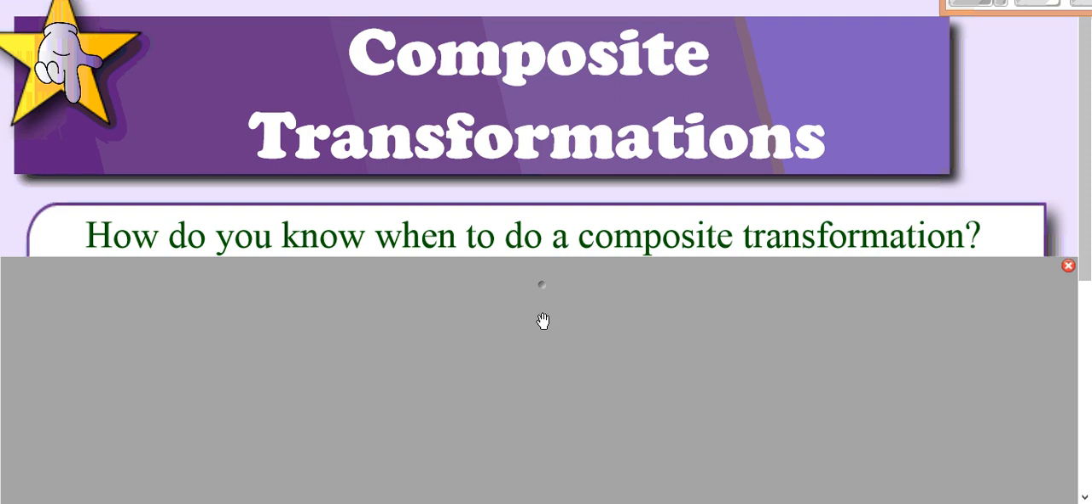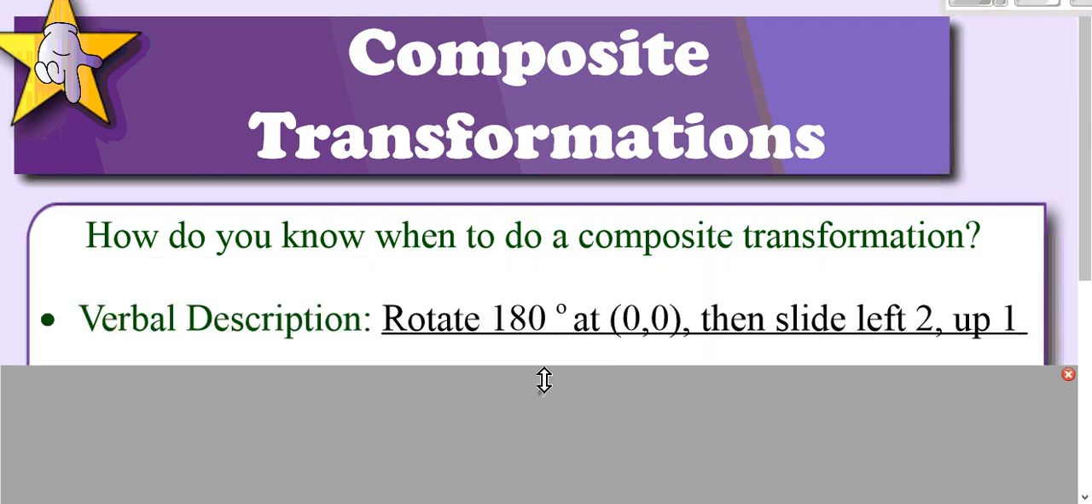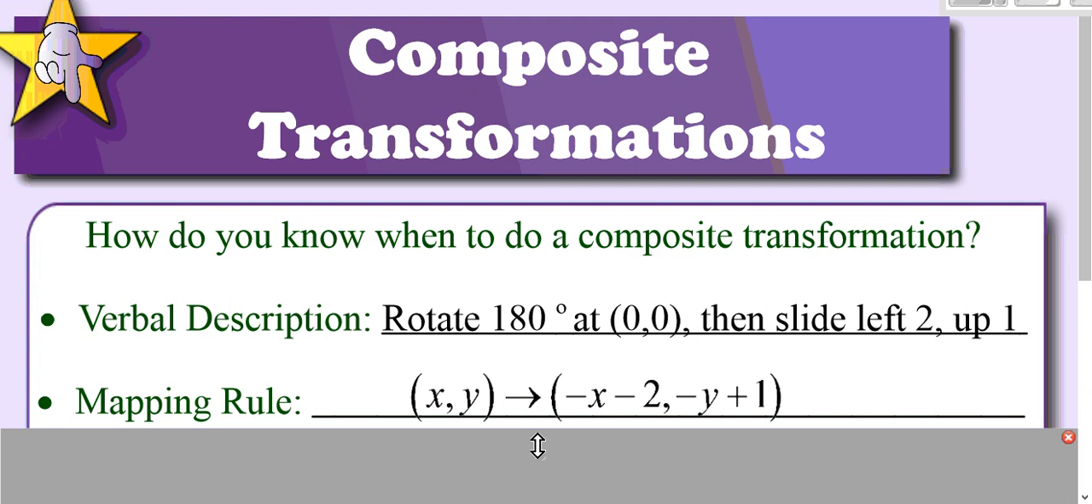So how do you know when to do a composite transformation? Number one, it's going to tell you a couple of things. So it might say two different things. Rotate 180, then slide. The second is if they give you a rule. They give you a rule that looks complicated. This is more complicated than any of the rules that we did so far.